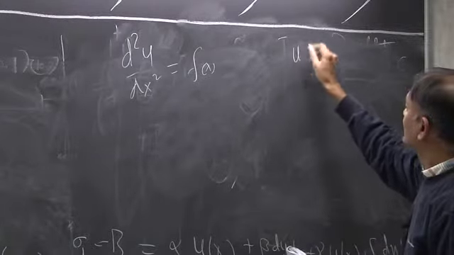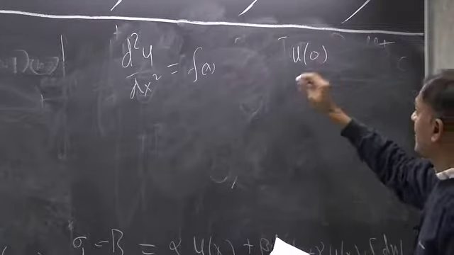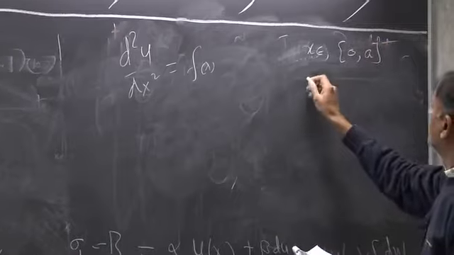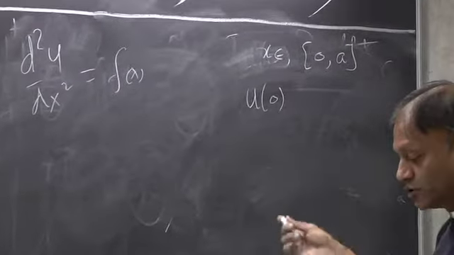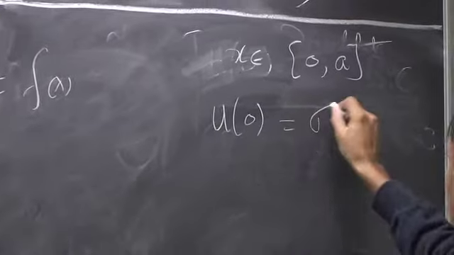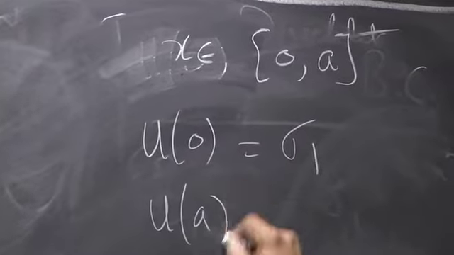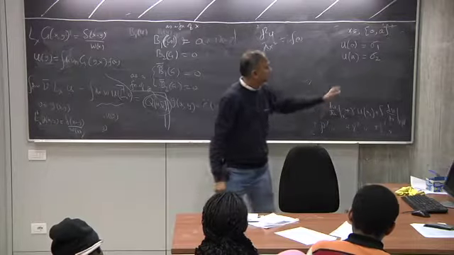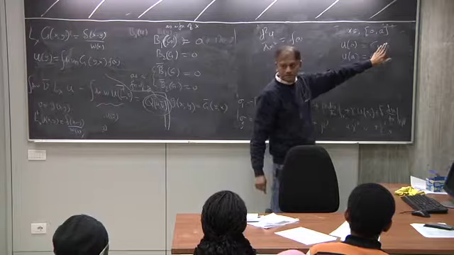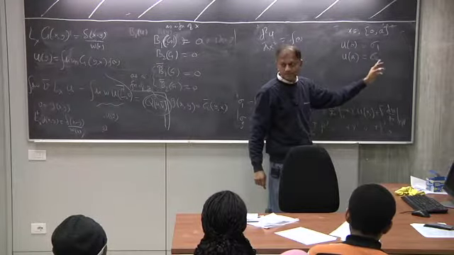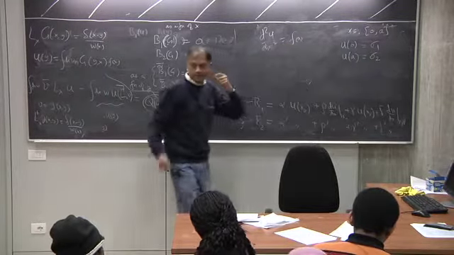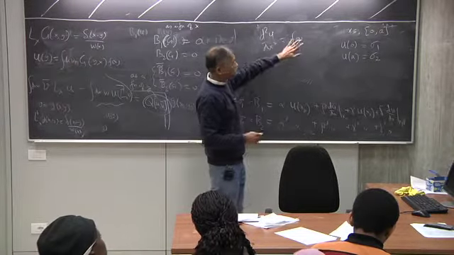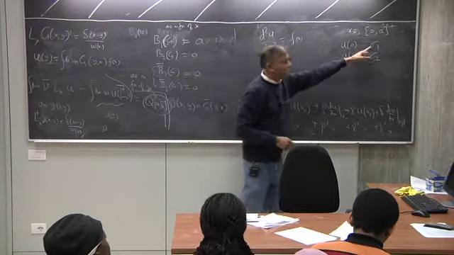So, say x is between 0 to a, okay, and u at 0 we choose to be, let us say, sigma 1, and u at a equal to sigma 2, at the 2 endpoints. Before we had chosen these to be 0, 0, right. Now we just put an inhomogeneous piece. Okay. You had some question? No. Okay. So, I want to solve this problem now, with these boundary conditions.